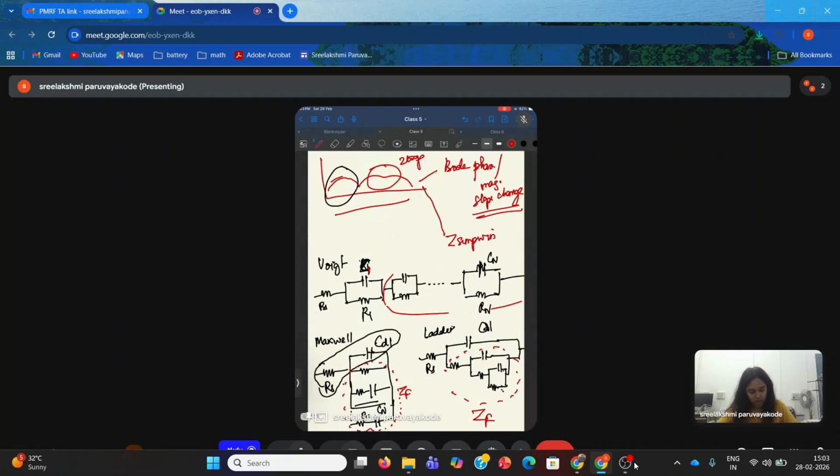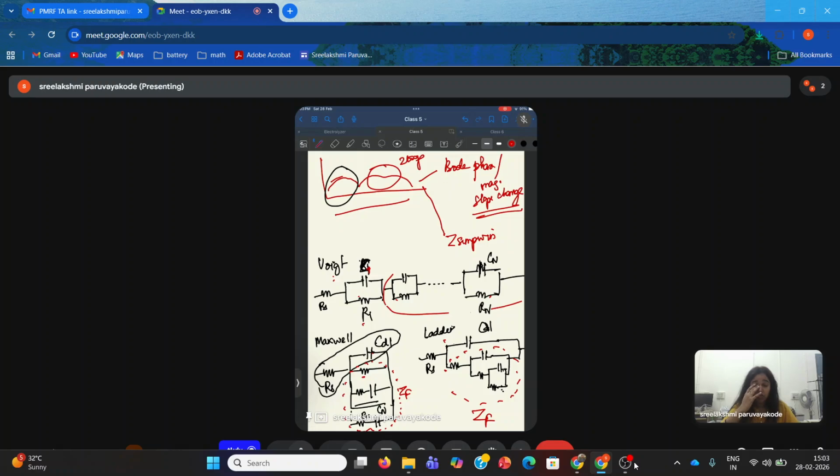Then we saw the Maxwell circuit, ladder circuit, and Voigt circuit. When R and C are in parallel and many such are arranged in series, it forms a Voigt circuit. In Maxwell, you have one capacitor and resistor in parallel, and then every RC will be in series. Then we saw the ladder, where you have R, and then the next capacitor and resistor in parallel. Again, from that resistor, you have the next parallel.